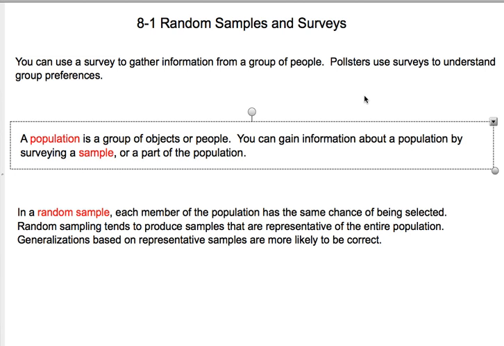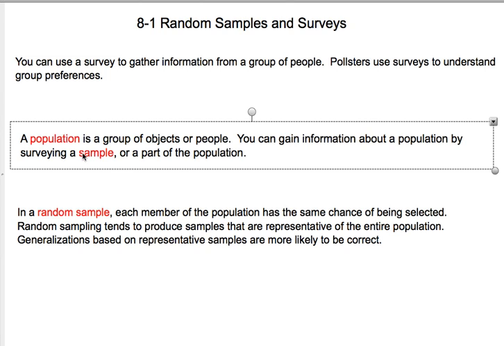There's not going to be any mathematics involved in this video. What I mean by that is calculations, but I am going to talk to you about a couple different definitions, but it should be pretty short. So random samples and surveys are used to gather information from a group of people. Pollsters use surveys to understand group preferences.